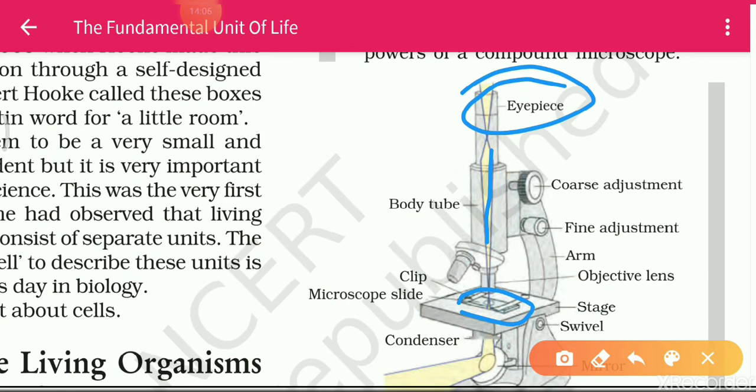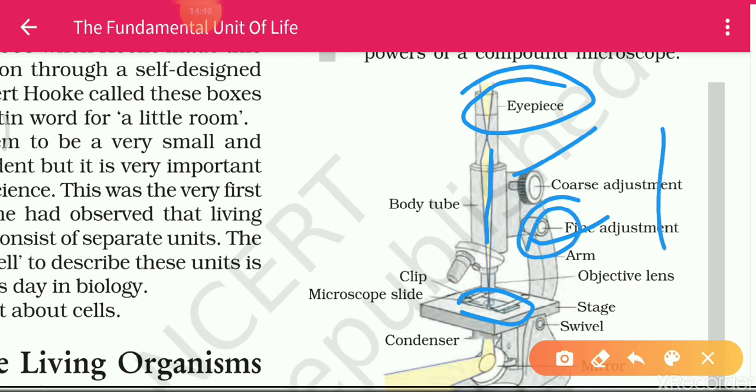And here you will see there are two adjustments. The first one is the coarse adjustment and another is the fine adjustment. The upper and large knob is your coarse adjustment, and it is used for rapid and accurate focusing on the object. The lower one is called the fine adjustment, used for getting a perfect image of the object.